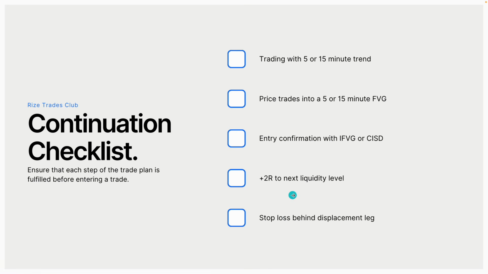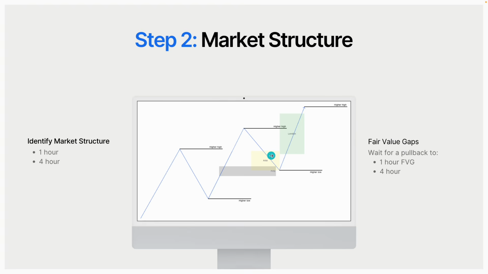Continuation, there's a video linked in the description below that goes through this in a lot more detail, which you guys loved. Train with 5 or 15 minute trend, price trades into a 5 or 15 minute fair value gap, and then wait for confirmation out of that fair value gap. Okay, so that's the difference. Here, you're going to be waiting for price to trade into a 5 or 15 minute fair value gap. Here, you're going to be waiting for price to trade into the higher time frame and sweep Asia. So let's show you some examples on the charts of this.